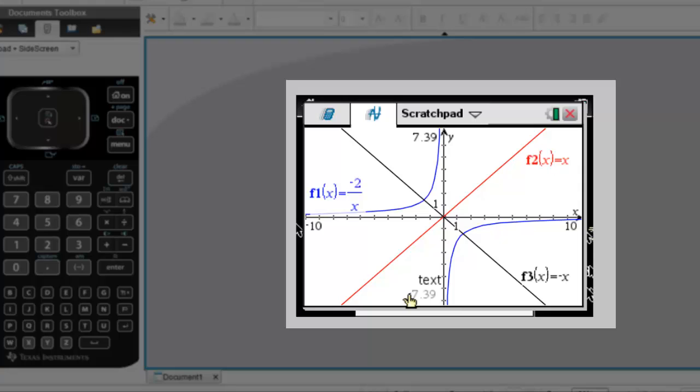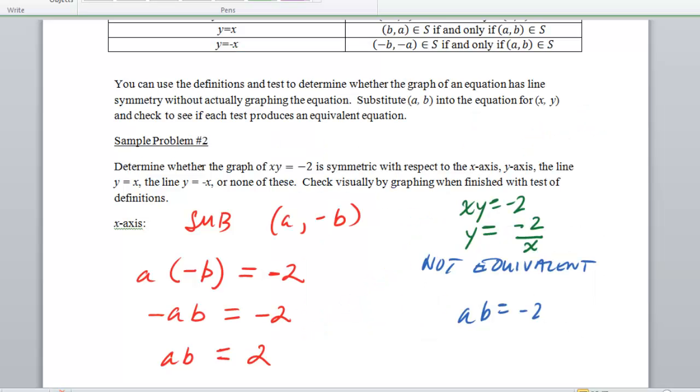So we can visually tell when something's symmetric across a line, and then of course we have our mathematical method of determining that as well. Okay, so that wraps up line symmetry.